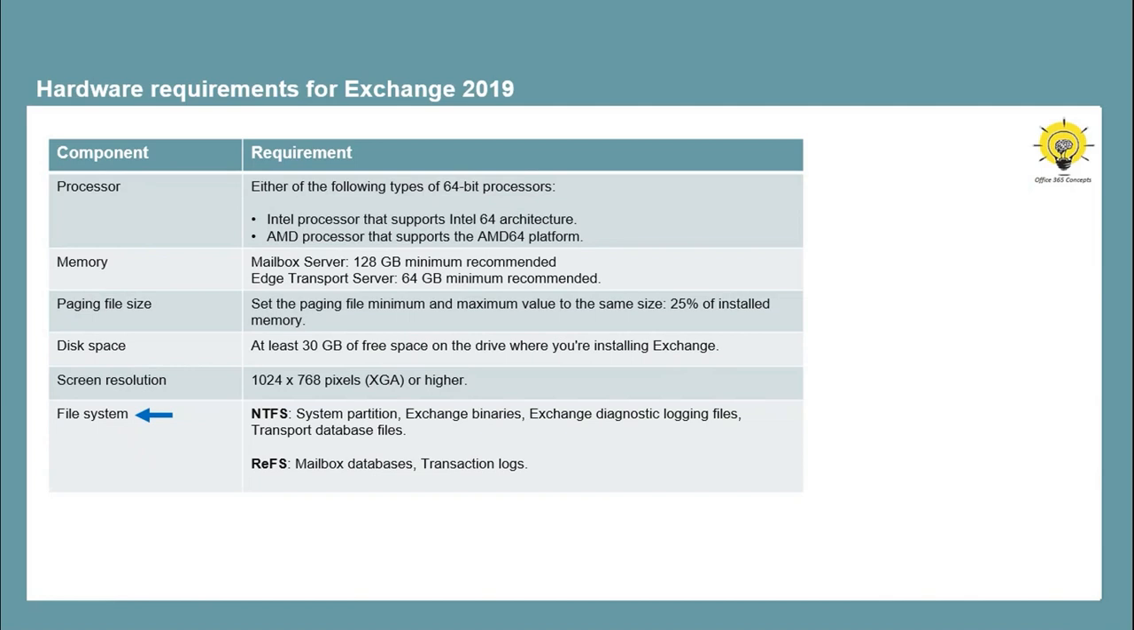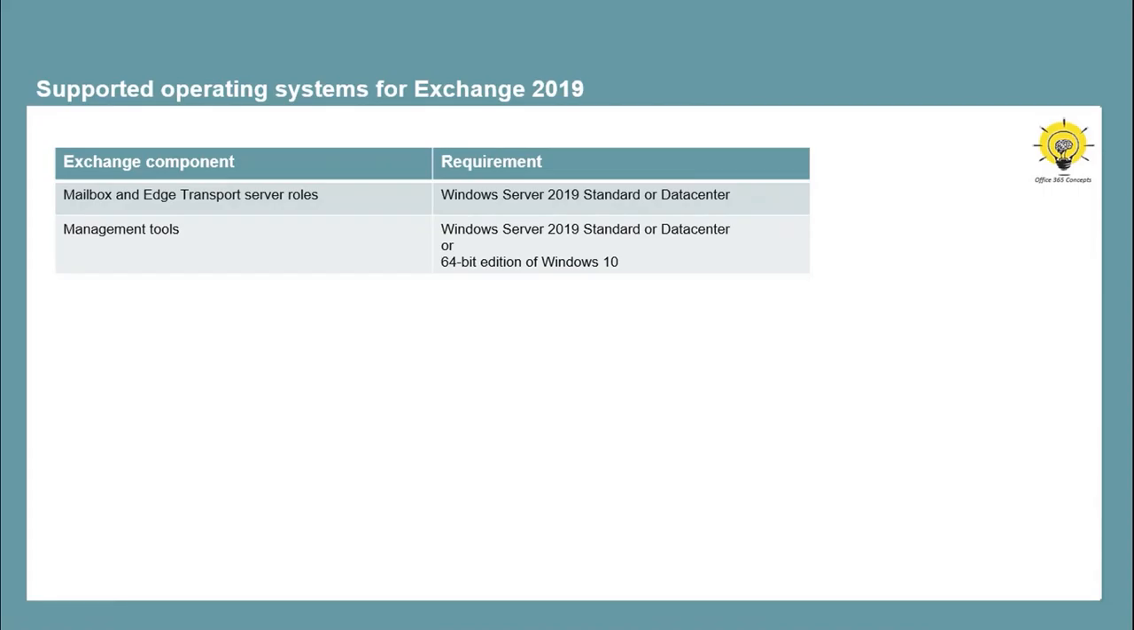ReFS partition for mailbox databases and for transaction logs. Exchange Server 2019 can be installed on Windows Server 2019. It can be either Windows Server 2019 Standard or Datacenter. You can install Exchange Server 2019 on either Desktop Experience or Server Core installation. The management tools can be installed on either Windows Server 2019 Standard or Datacenter, and these can be installed on 64-bit edition of Windows 10 as well.